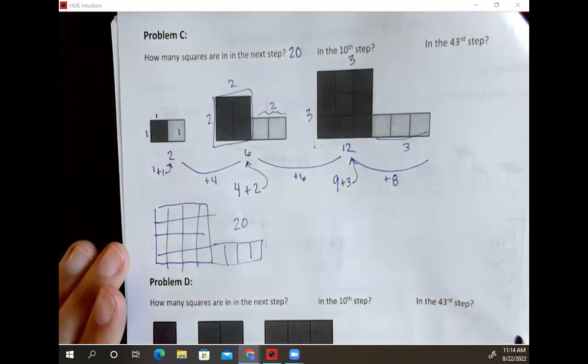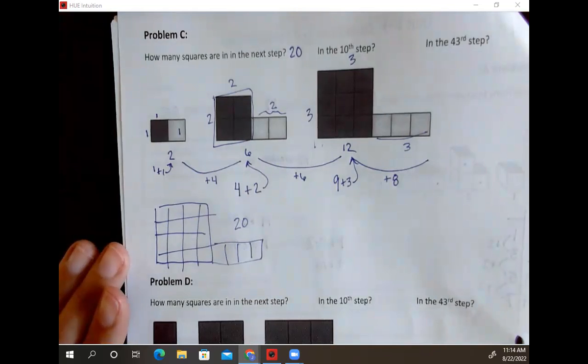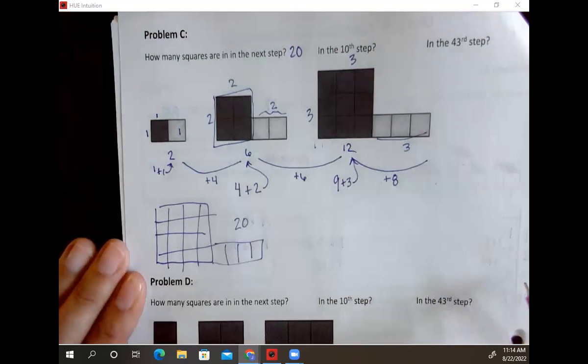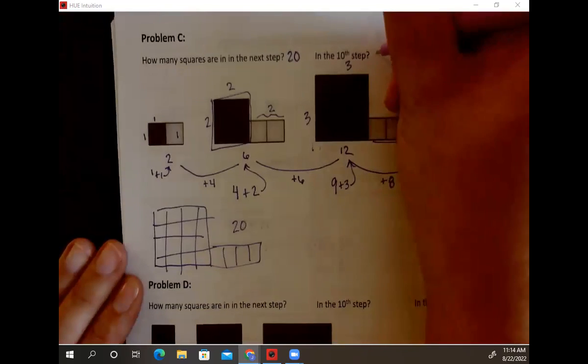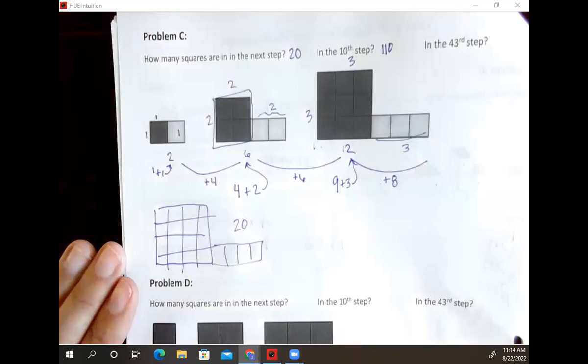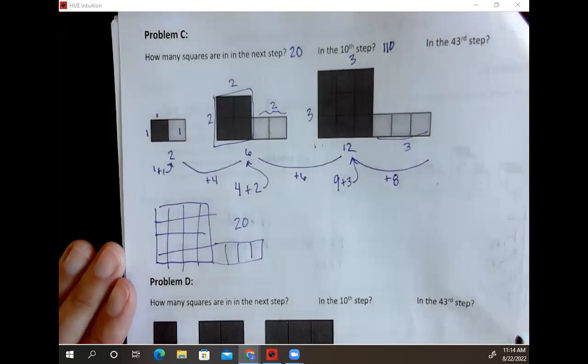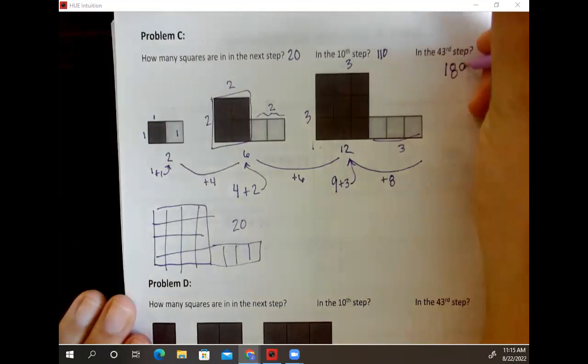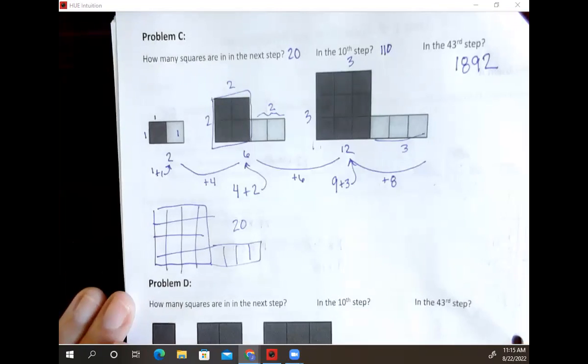How about the 10th step? What would the picture look like? For the 10th step, what would the picture look like? Yeah, it would be a big 10 by 10 block and then 10 off to the side, which would give us 110 squares. How about the 43rd step? How many squares would we have? A whole bunch, right? 1,892 squares in that one. A lot.